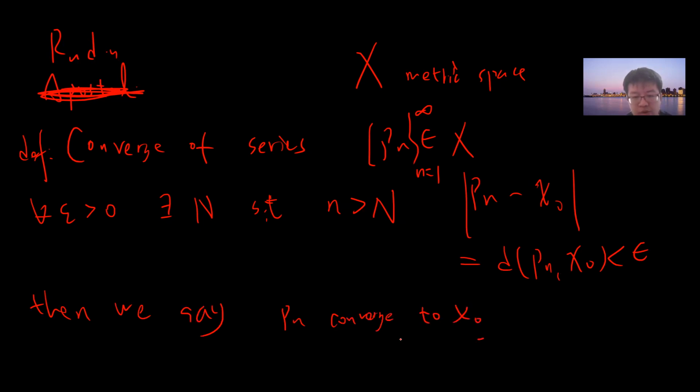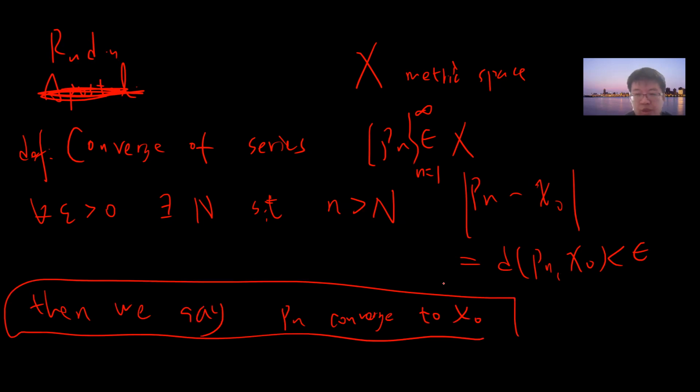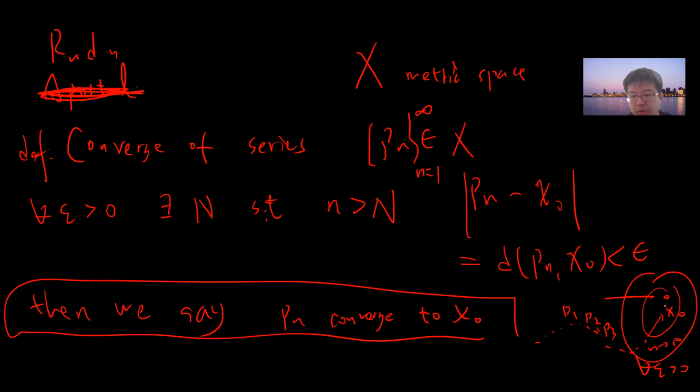What I'm saying is that you pick a real line, you have P1, P2, P3, and keep going. Then you set a number called x0, and for epsilon greater than 0, if you can find that when n is large enough the terms are arbitrarily close to x0, then this is called converge. And the distance is based on your metric space.